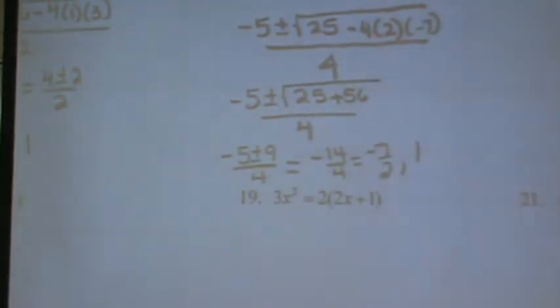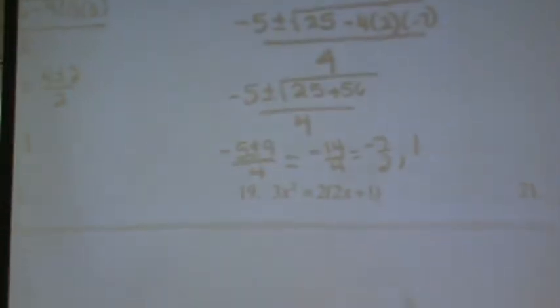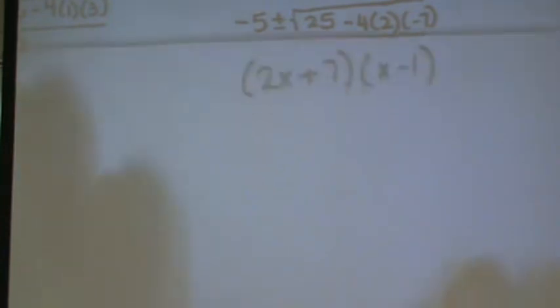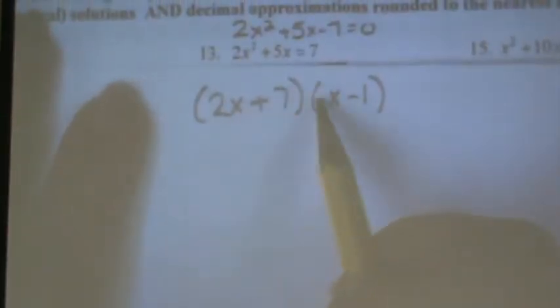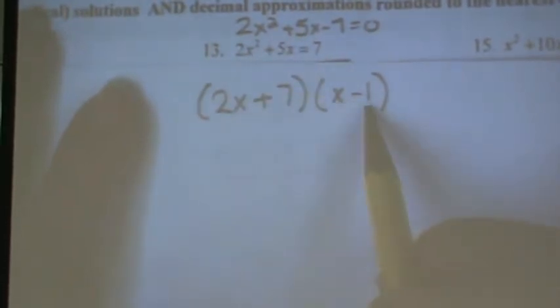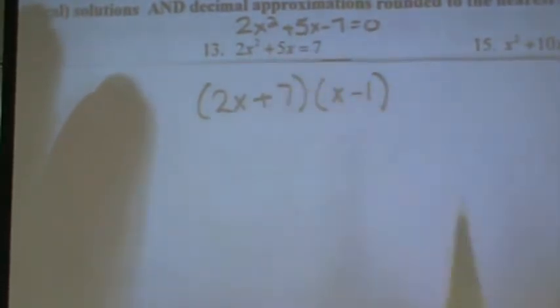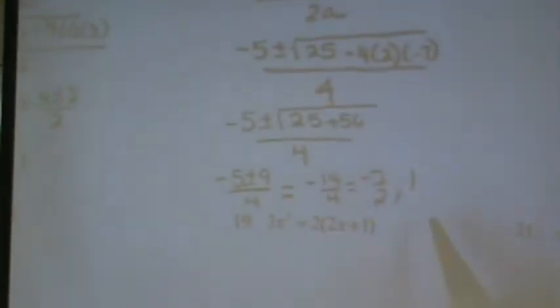So let's see, does that factor correctly? So we would have 2x plus 7 and x minus 1. So would those be the correct factors of this? Let's check this using factoring. 2 times x is 2x squared, negative 2, 7, and that works right there. So this one was also factorable. That's how you get negative 7 over 2 and 1.